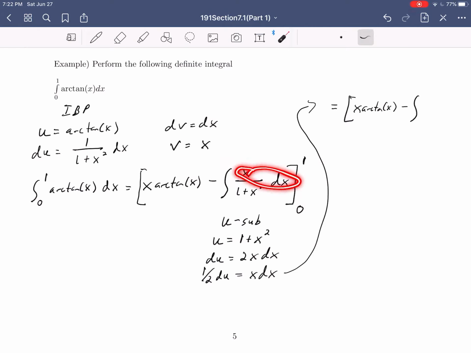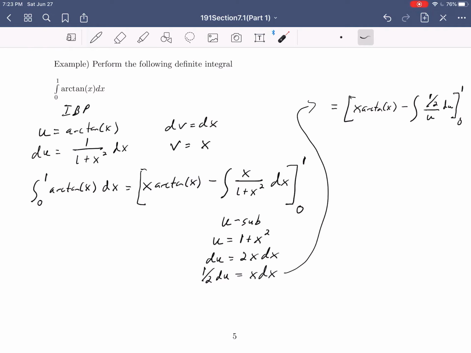This x dx is just going to become a 1/2 du, and then of course our denominator is going to become u. So we have 1/2 over u du evaluated from 0 to 1. And of course this evaluation 0 to 1 applies to x, so we'll have to finish this, undo our substitution, and then plug in. You might say, why don't we change the bounds?